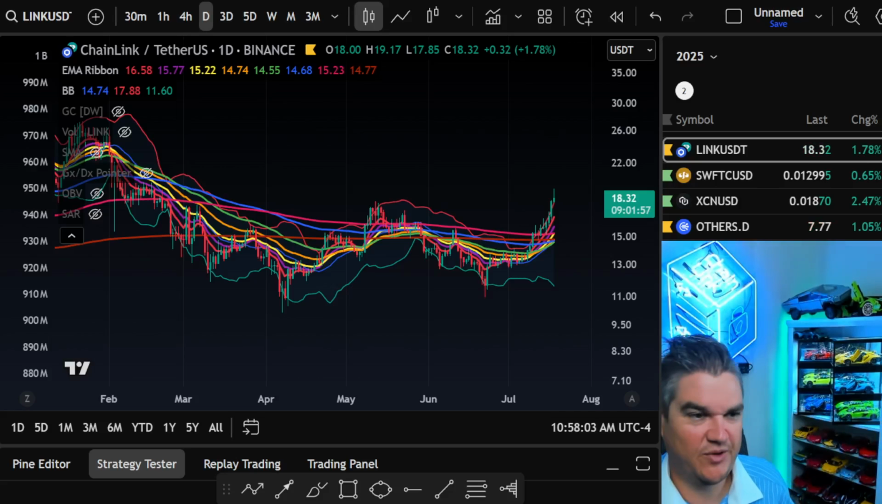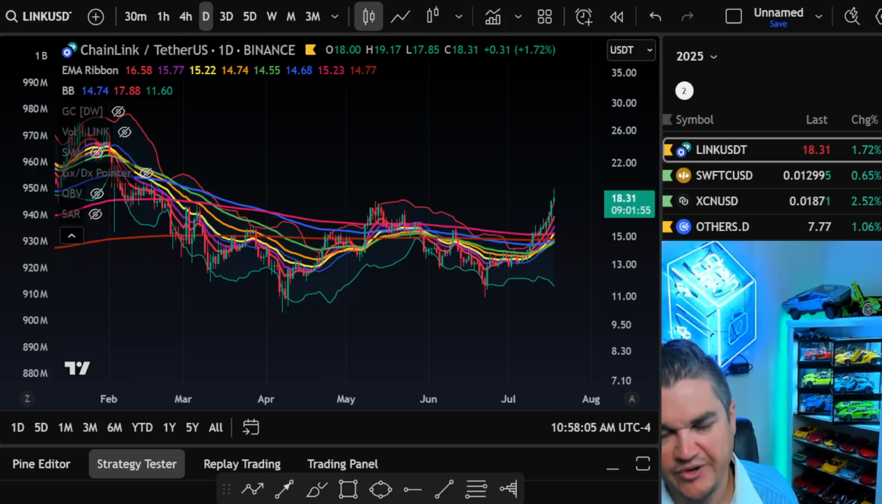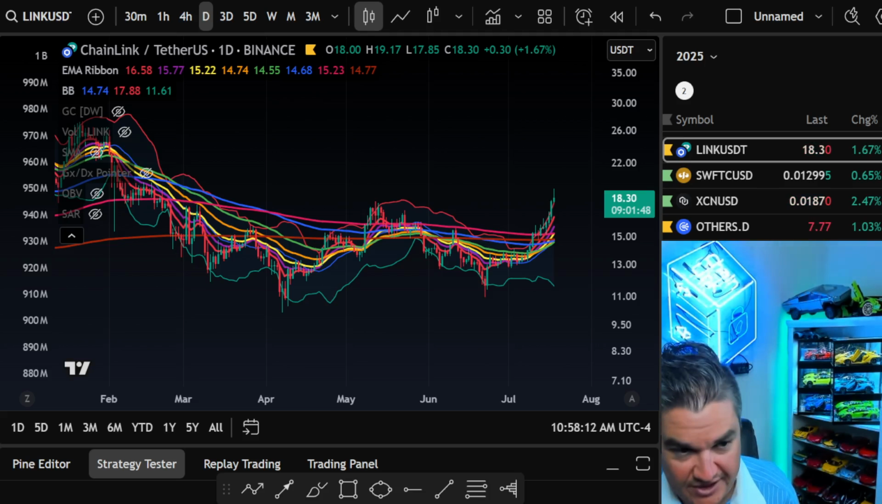Chainlink price update. We're going to look at the daily chart first, then zoom out to the macro and the weekly, and look at some important shifts that are happening with Chainlink right now. So let's get right to it.